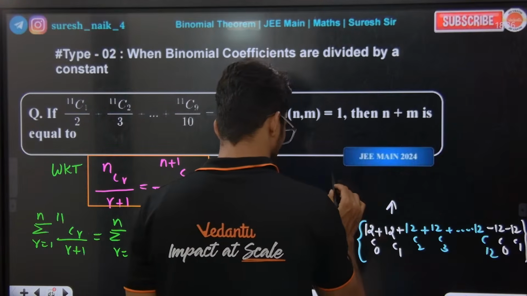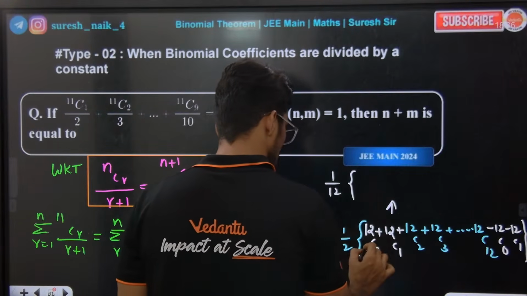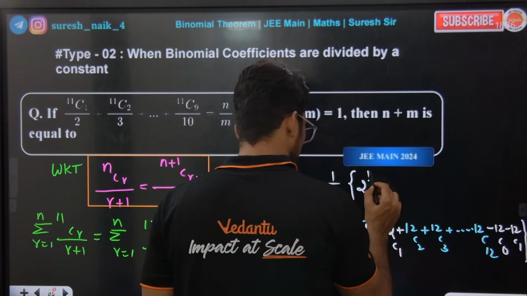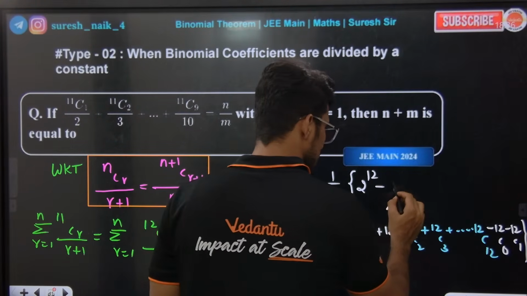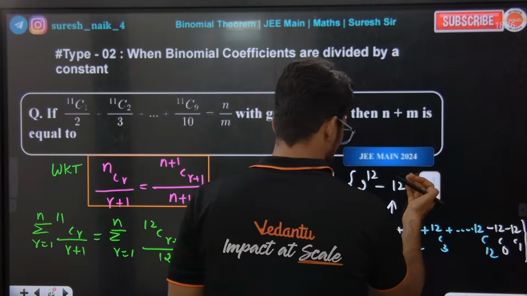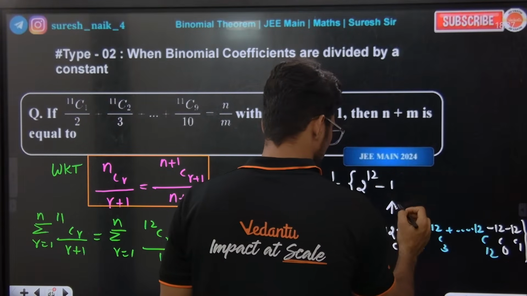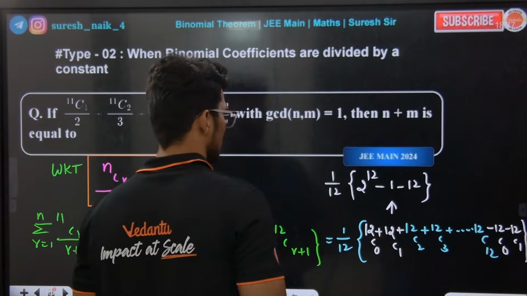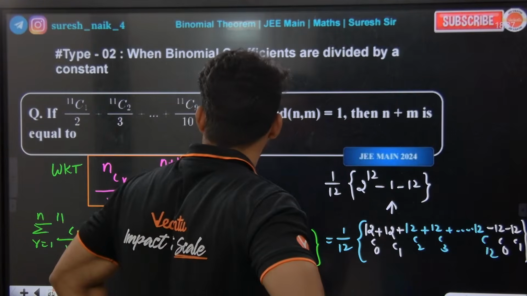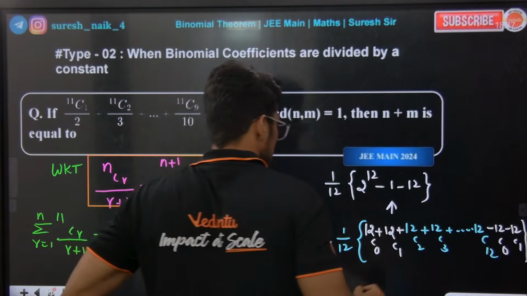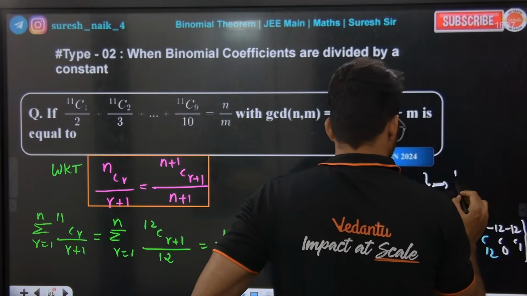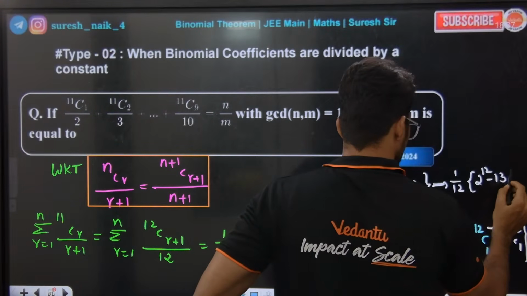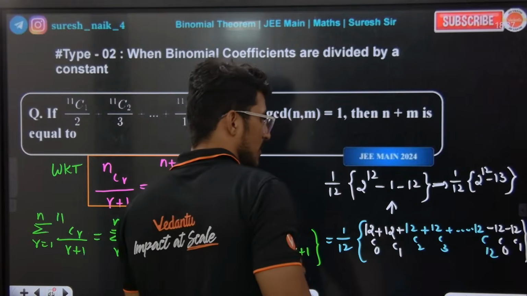This one will be written as 1 by 12 as it is. 12c0 to 12c12, what is that? 2 power of n minus 12 minus 1 minus 12. Well, so what I got now, tell me here. 1 by 12 into 2 power of 12 minus 13. Yes or no?